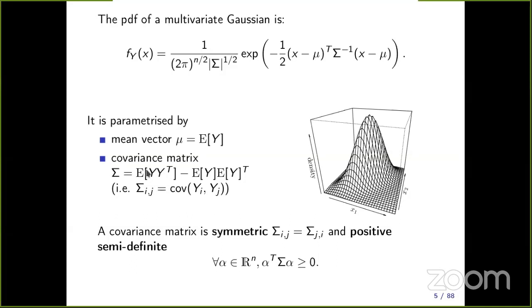Rich already said a lot about the covariance matrix, so I'm not going to go into too much detail. I'm just going to stress the important properties of the covariance matrix. The first one is that it is symmetric: sigma ij is equal to sigma ji. This is because the covariance itself is a symmetric operator. It is also positive definite, which means that whatever vector alpha you pick, alpha transpose sigma times alpha has to be greater than 0.